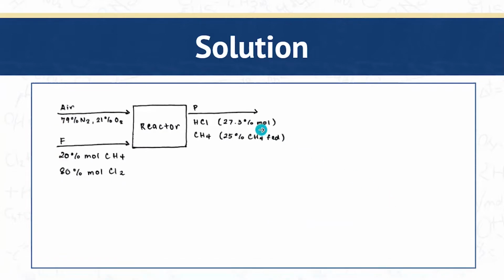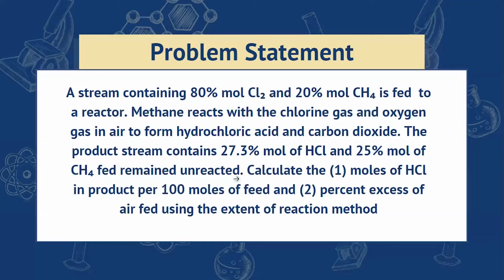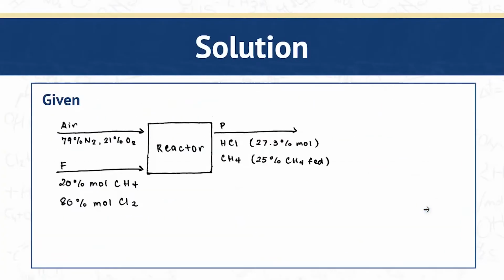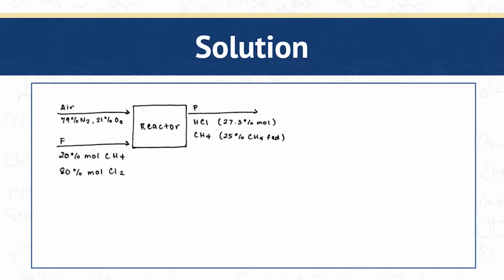All right, here's the process flow diagram again. The first thing that we can do in the solution is to set a basis. For convenience, since the problem asks for moles of HCl per 100 moles of feed, that's a convenient basis. We can set the basis as 100 moles of F. And since F is 80% mole chlorine gas, we'll have 80 moles of chlorine, and 20% mole of methane, then that's 20 moles of methane in F.